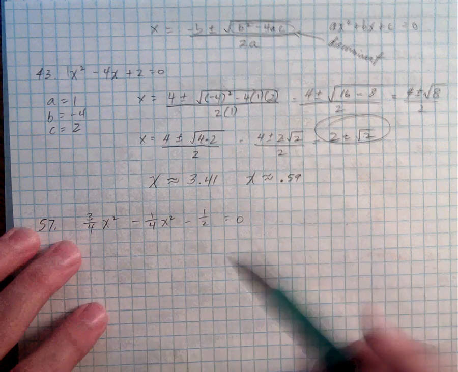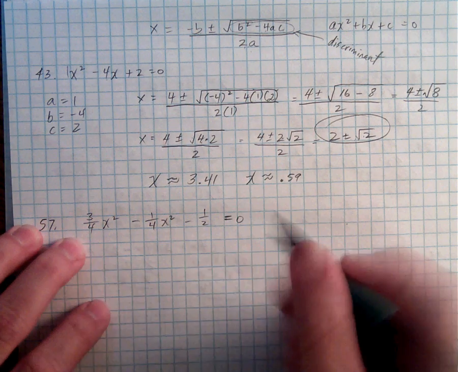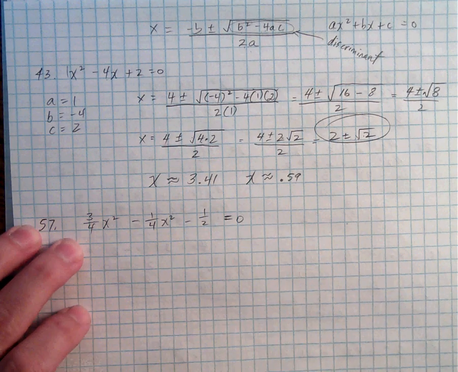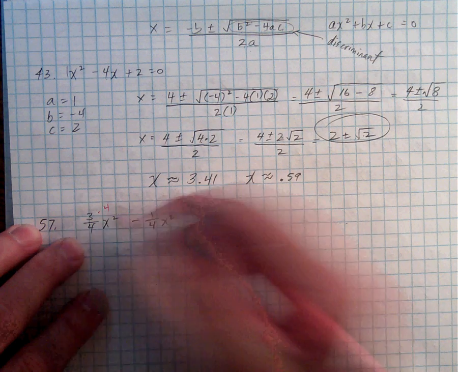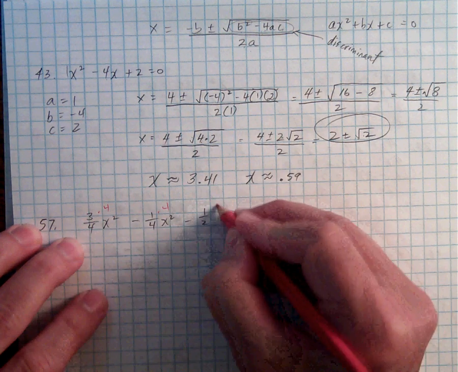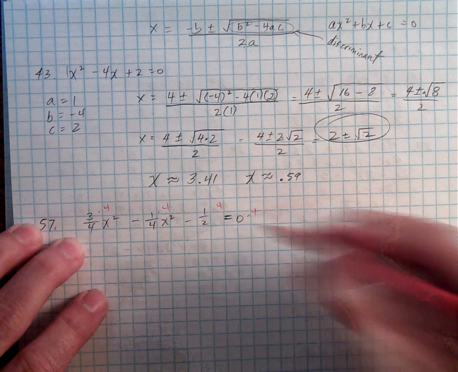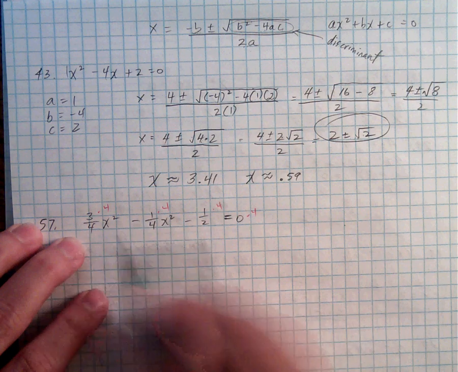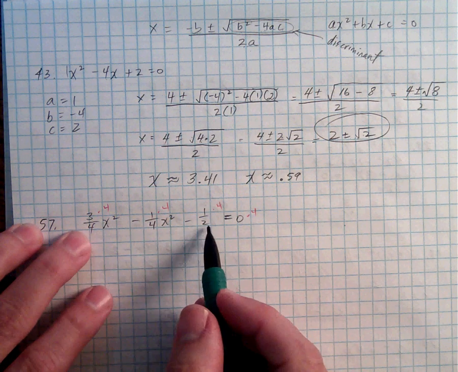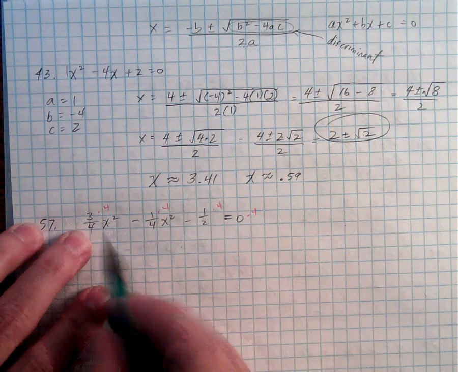So since it equals 0, I can go ahead and multiply through. I can just multiply everything by 4 and get rid of those denominators, and this one as well has to be multiplied by 4, right? And then you'll get a new equation with no denominators that has the same exact solutions as this one does.